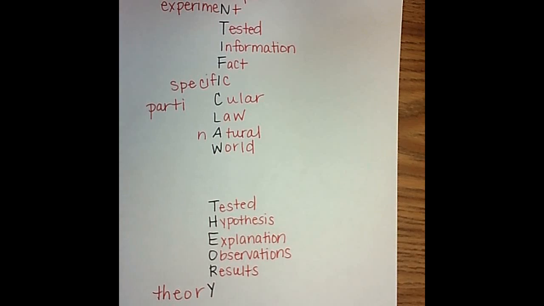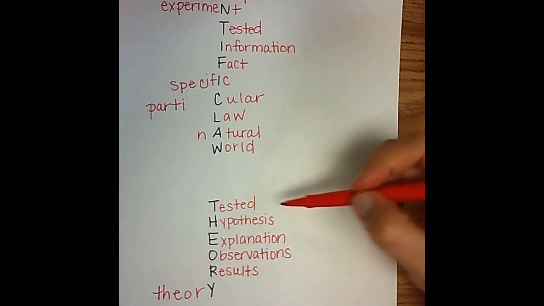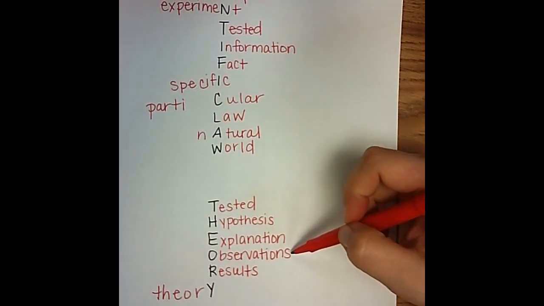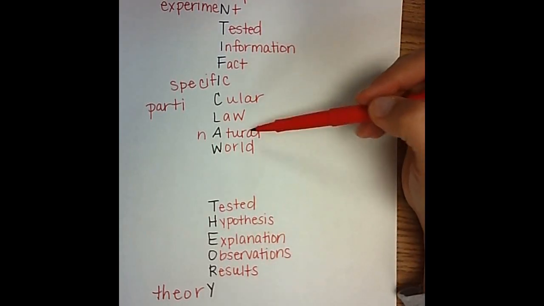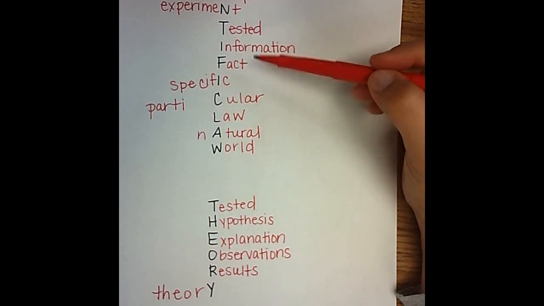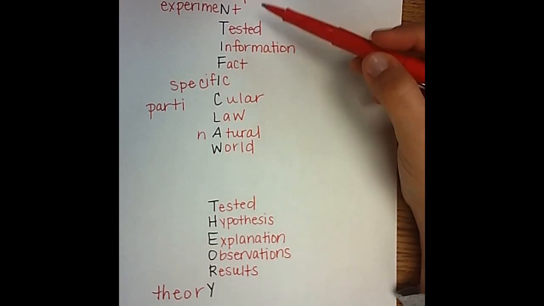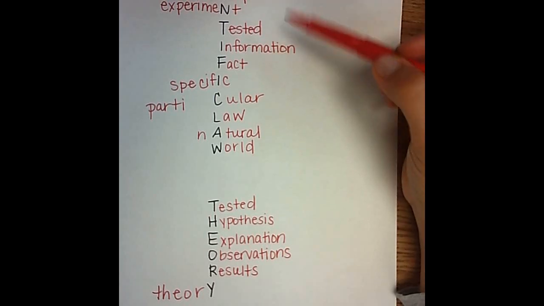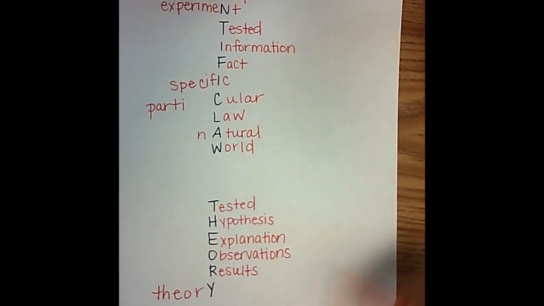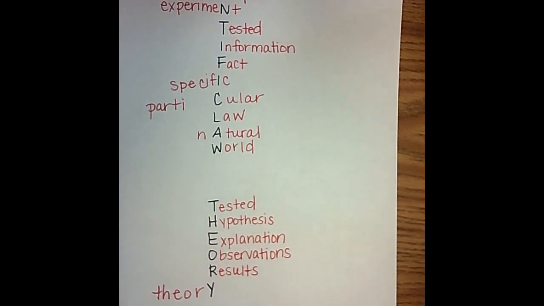So this was just a quick activity to try to get you to notice the difference between the two. A theory is a tested hypothesis. It's going to explain observations and results. A scientific law is going to be specific. It's going to be fact-based. It's going to describe conditions in the natural world. I hope this helps you remember the difference between a law and a theory.